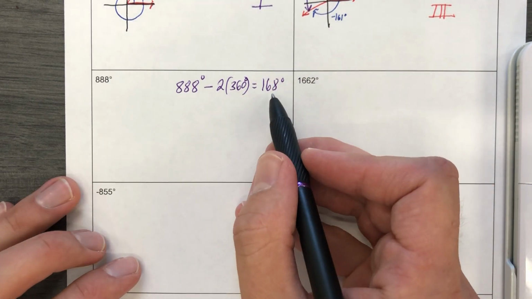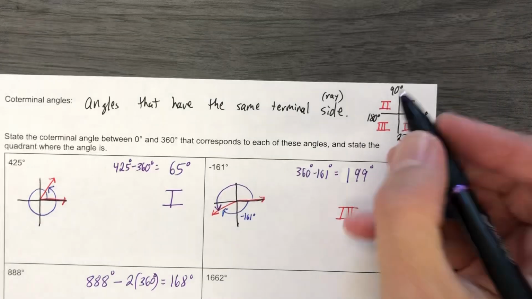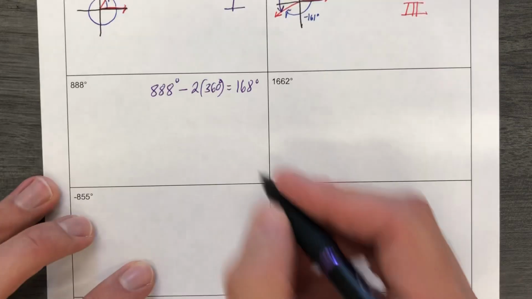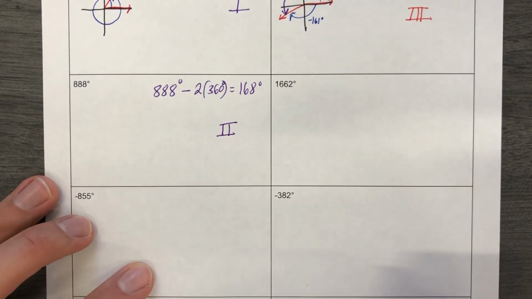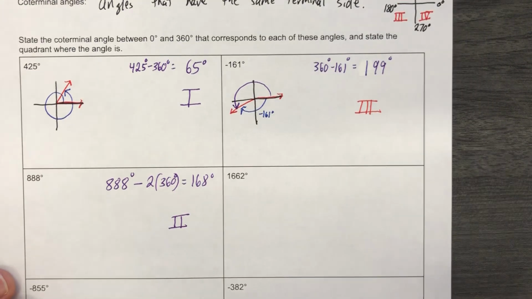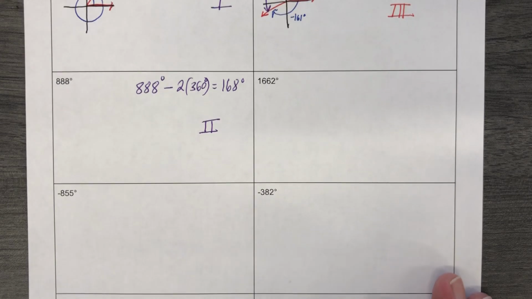A 168 degree angle is between 90 and 180, and therefore it is in quadrant 2, which I wrote in purple here, but red there. Consistency, what's that?